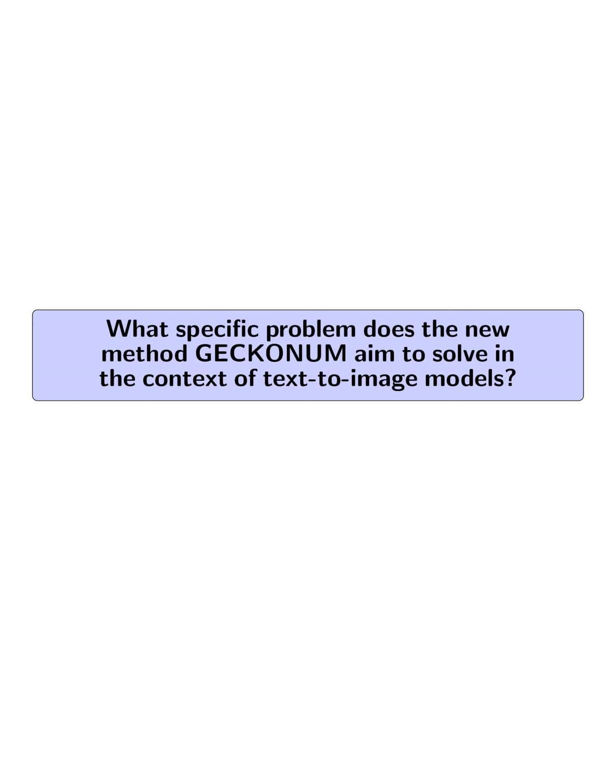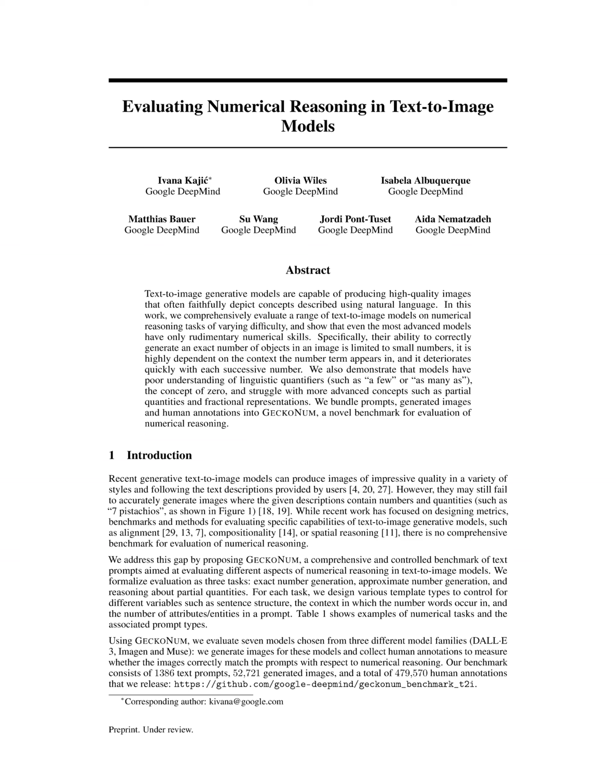What specific problem does the new method GECKONUM aim to solve in the context of text-to-image models? The new method GECKONUM aims to solve the specific problem of evaluating numerical reasoning in text-to-image models.